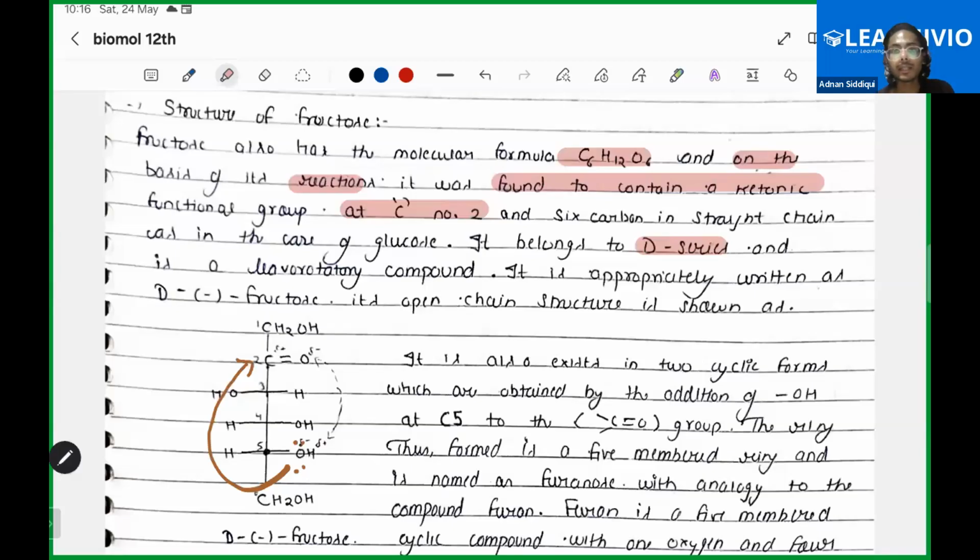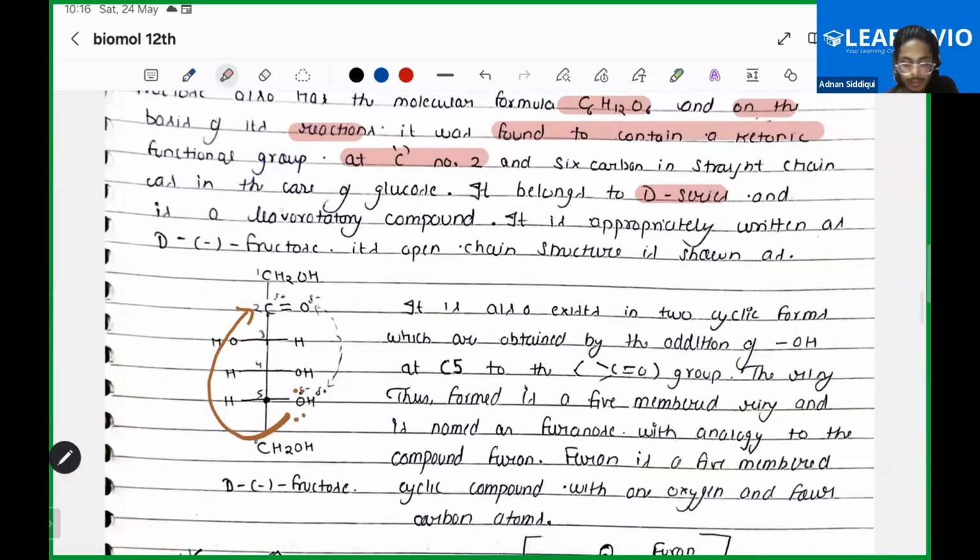What do we mean by capital D? It is a relative configuration, right? Capital D is a relative configuration, and plus minus, or small d and l, which is dextro and levo, are absolute configurations. Capital D is relative, related to our glyceraldehyde isomer. If the OH group is at the right side, we will call it D. If the OH group is at the left side on the last chiral carbon, then it will be called L. Yes, sir. And it is a levorotatory compound. How do we know it is levorotatory? Because it is rotating the plane polarized light to the left side, and it is a purely experimental phenomenon.